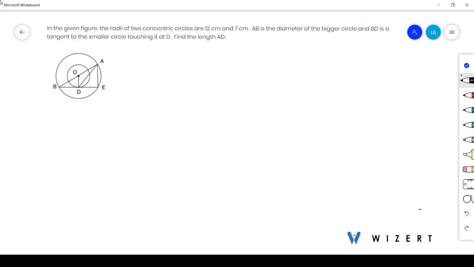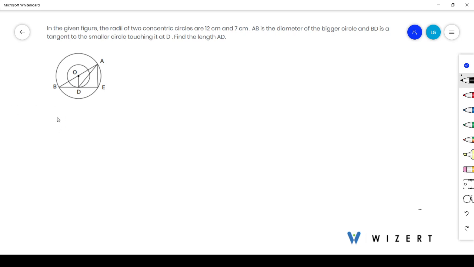Our question is: in the given figure, the radii of two concentric circles are 12 cm and 7 cm. AB is the diameter of the bigger circle and BD is a tangent to the smaller circle, touching it at D. Find the length of AD.